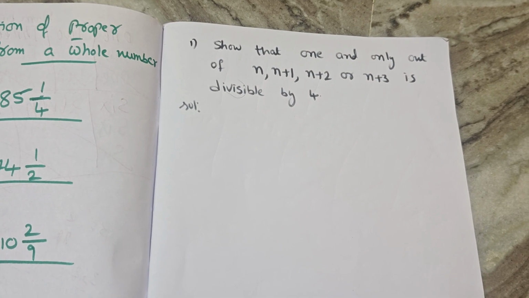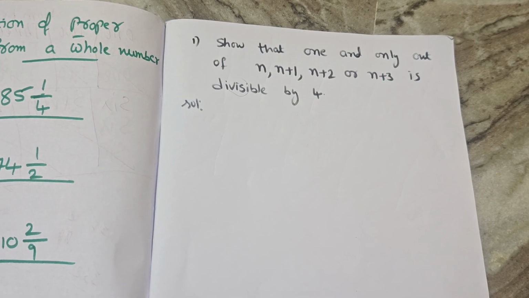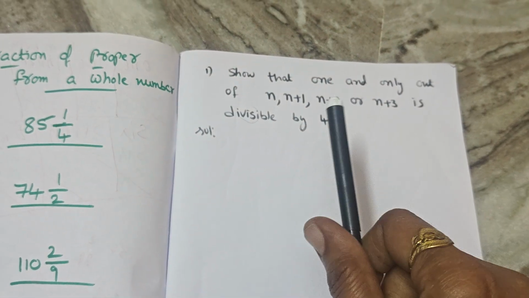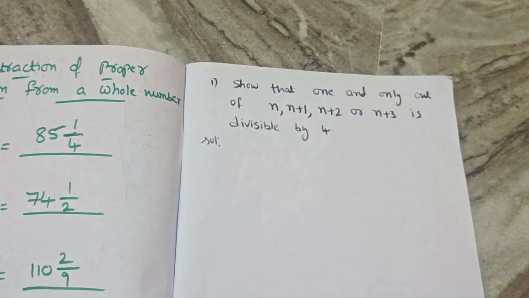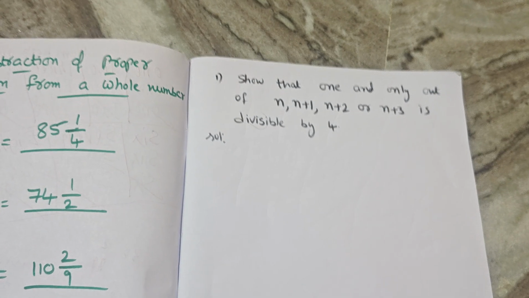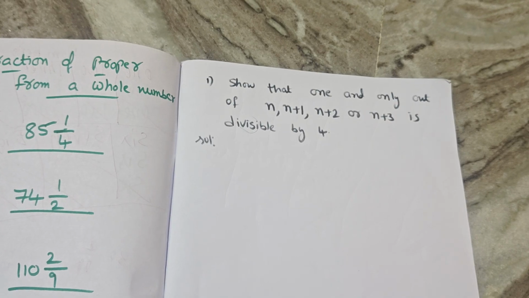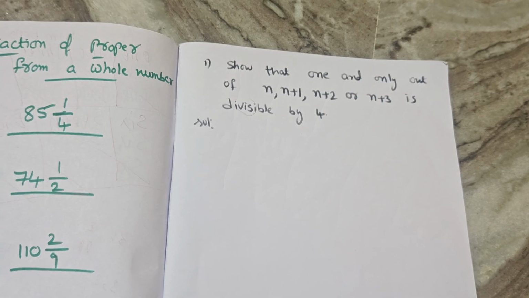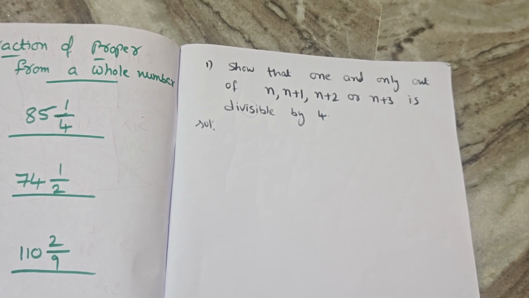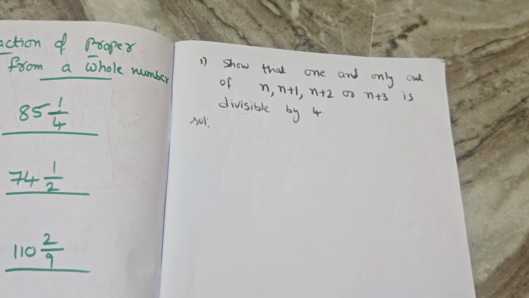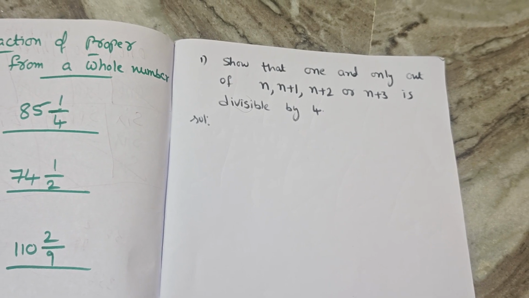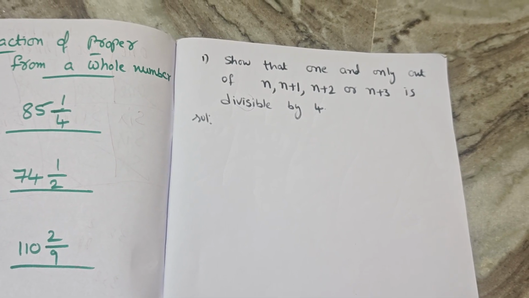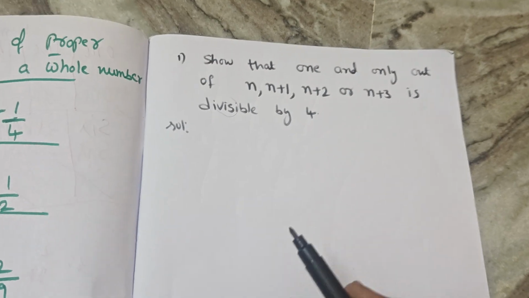Here we have n plus 2, n plus 1 and n plus 3. In this only one will be divisible by 4. That means if n is divisible by 4, then n plus 1, n plus 2 and n plus 3 are not divisible by 4. If n plus 1 is divisible by 4, then n plus 2 and n plus 3 are not divisible by 4. If n plus 2 is divisible by 4, then n plus 1, n plus 3 are not divisible by 4. If n plus 3 is divisible by 4, n plus 1, n plus 2 are not divisible by 4. So what do you understand here? If 1 is divisible by 4, others are not divisible by 4. So that one we have to show by a proof.